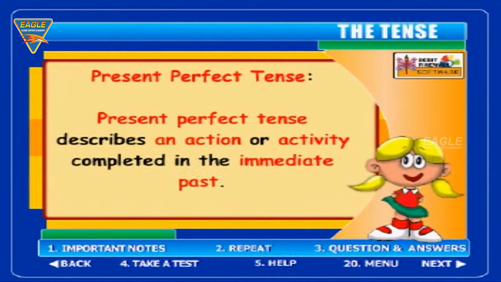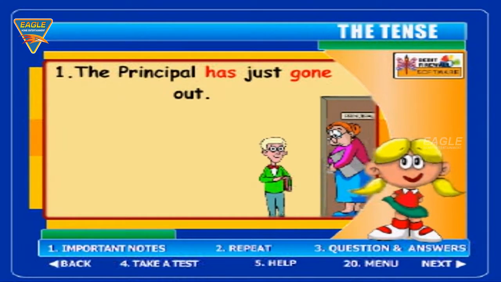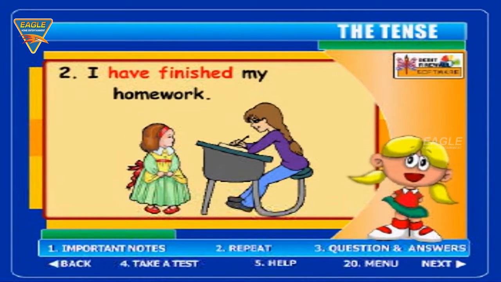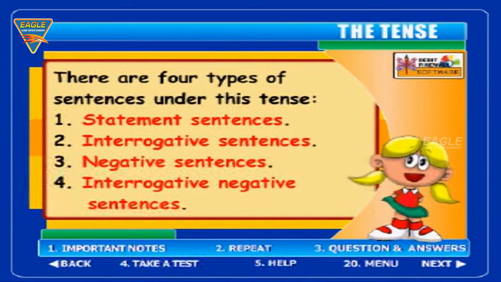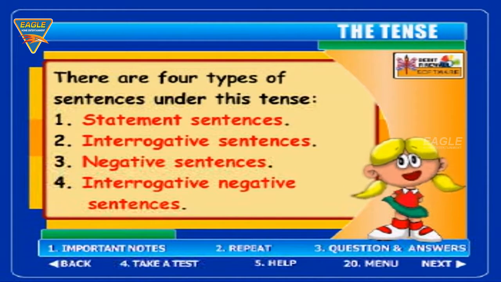Present perfect tense. Present perfect tense describes an action or activity completed in the immediate past. The principal has just gone out. I have finished my homework. There are 4 types of sentences under this tense: statement sentences, interrogative sentences, negative sentences, interrogative negative sentences.